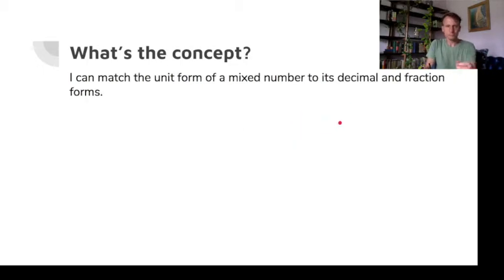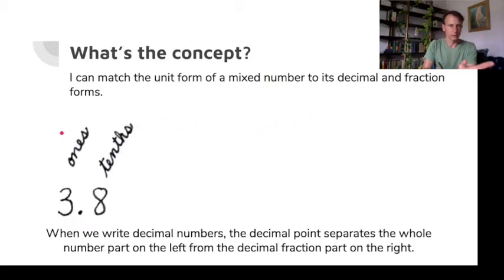Now we're going to match the unit form, where you're naming the units, like ones, tenths, hundredths, to the decimal and fraction form. What does that look like? It looks like this. Here's a number. We'd write 3.8, which is 3 and 8 tenths.